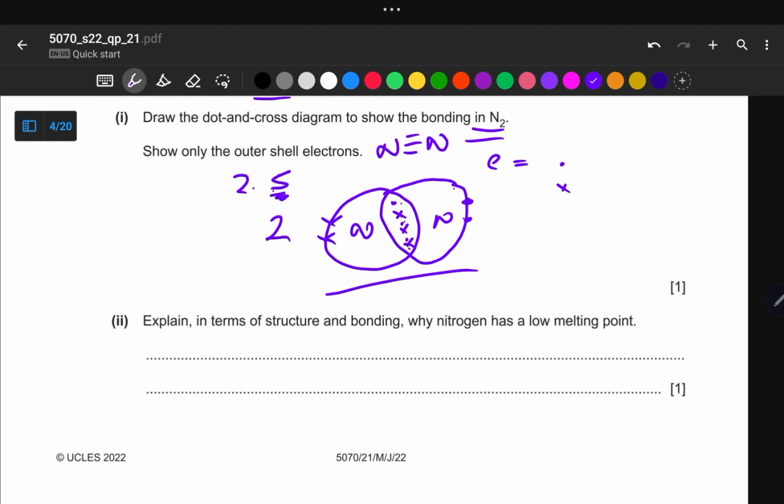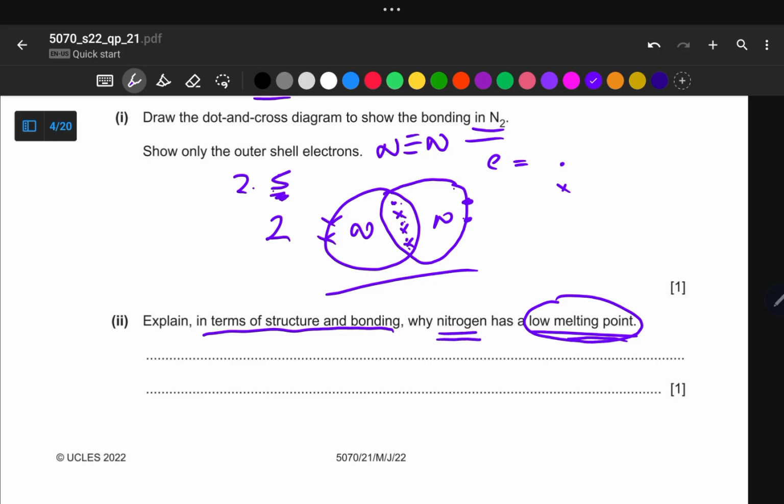And then we move on to the next part, which says explain in terms of structure and bonding why nitrogen has a low melting point. So we said the intermolecular forces are what govern the melting and boiling point and all the physical properties. If we are having low melting points, this simply means the forces holding the molecules together are weak. These are what you call the van der Waals forces, the instantaneous dipole moments, right? These forces are weaker in nitrogen.